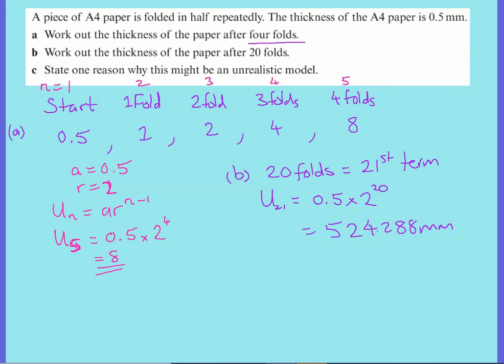State one reason that it's unrealistic. So just do what I just said. You can't fold a piece of paper 20 times or more than 4 times or 6 times. And for 20 folds, that piece of paper would be 524 meters high. So, you know, that's massive. Right, one more. Let's do one more.